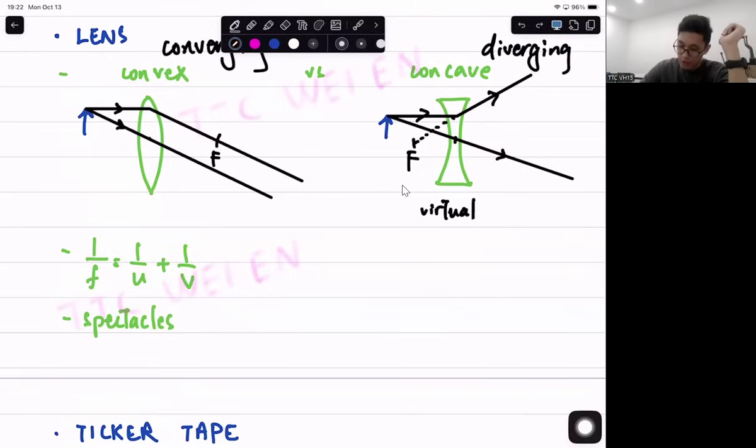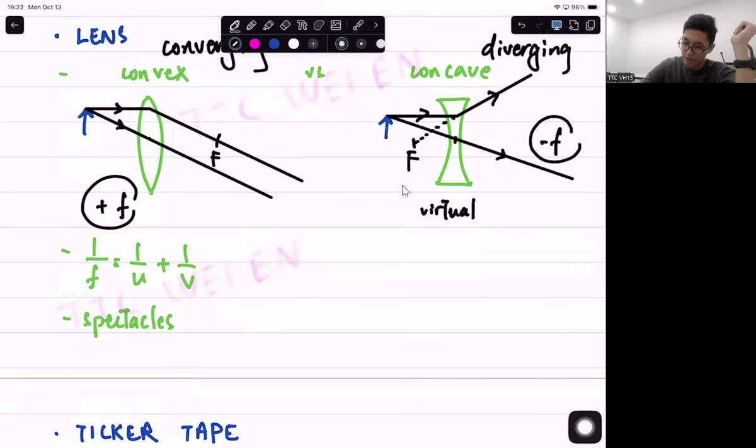Just take note, if you have convex, your F must be positive. If you have concave, your F must be negative. For your calculation. And for your image, if v comes out as a positive number, this is real. If it comes out as a negative number, this is virtual.